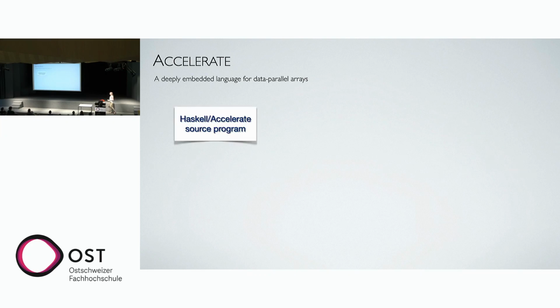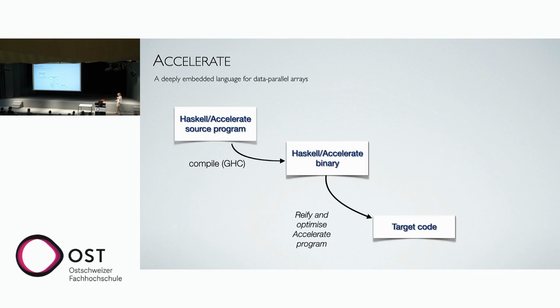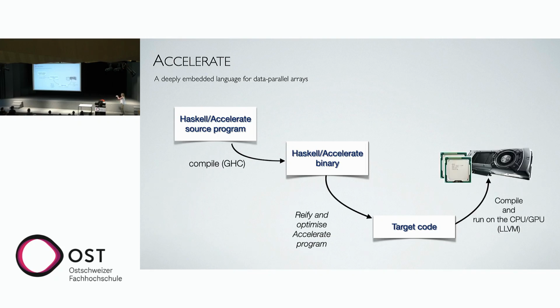So to summarize, when you have the Haskell program with Accelerate, then you use GHC, you get your Haskell Accelerate binary, and then at runtime of that binary, the AST is generated from your Accelerate programs, optimized, compiled, then sent to the CPU or GPU, run there, and the result is copied back to Haskell.